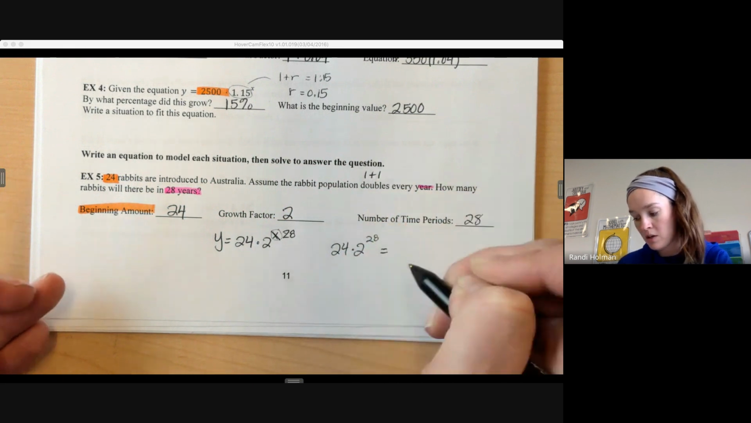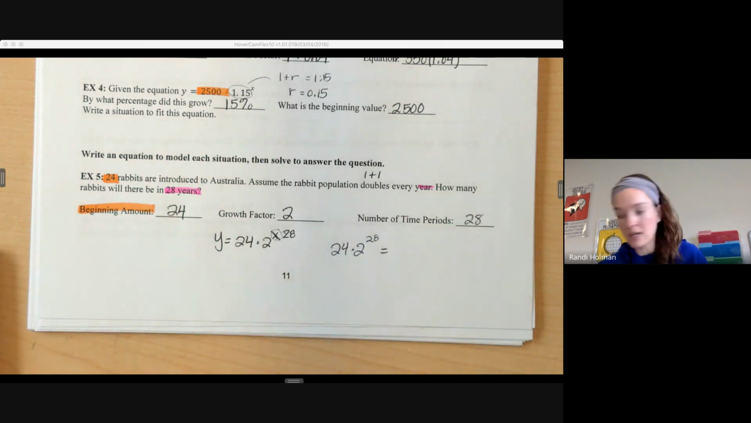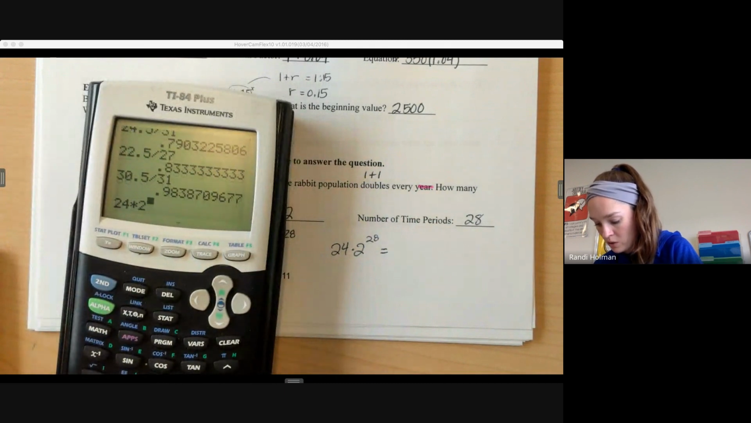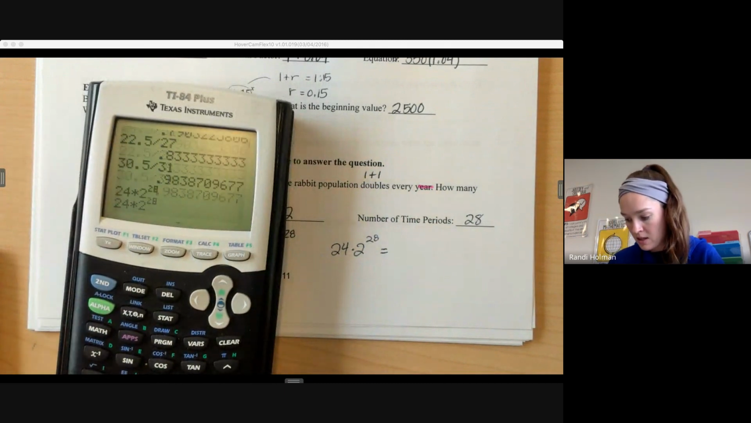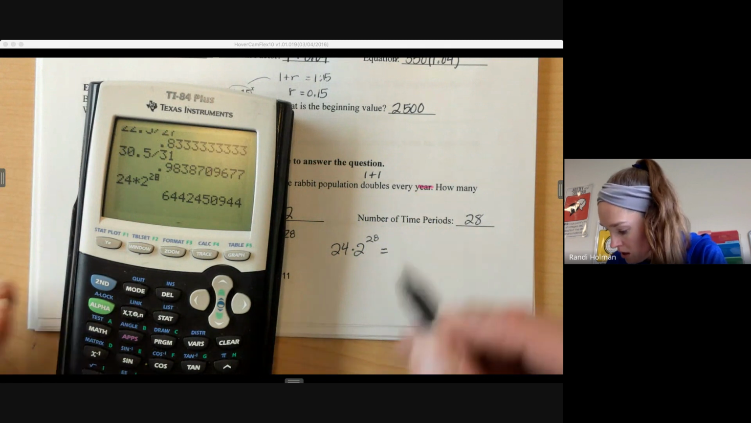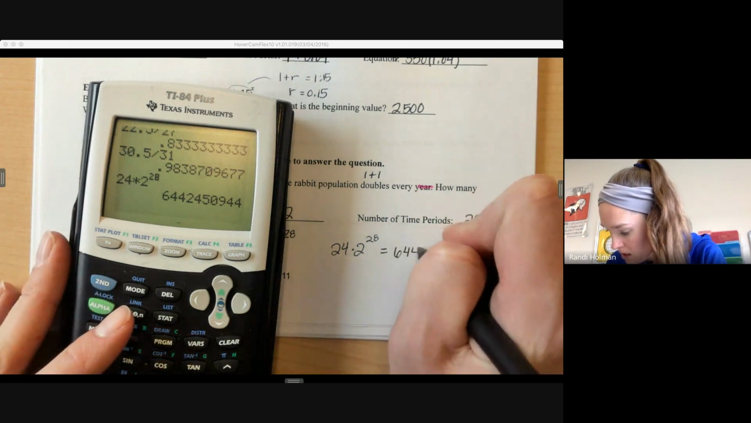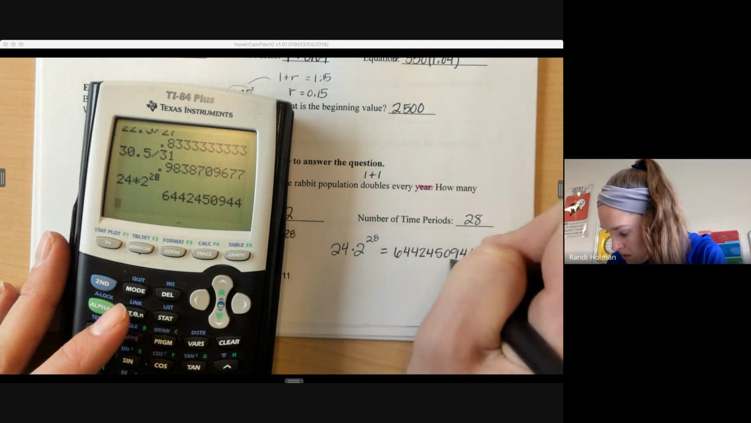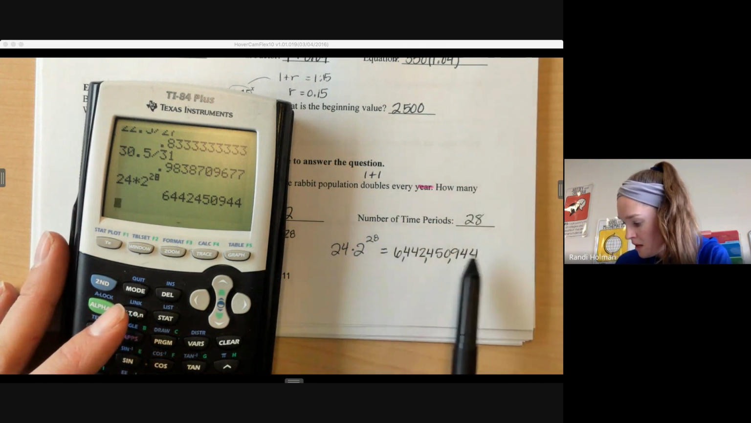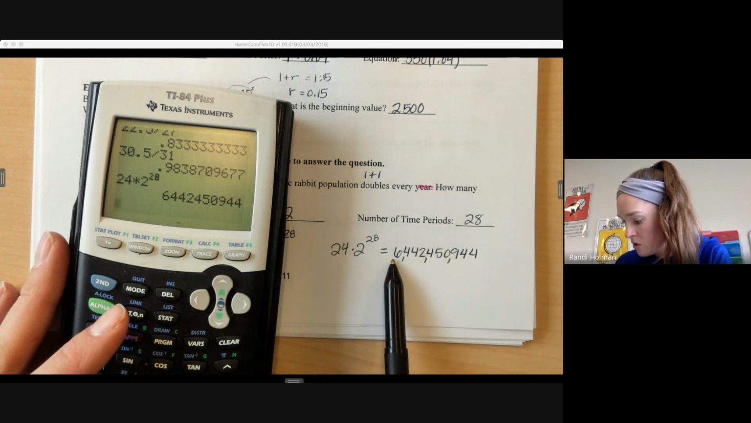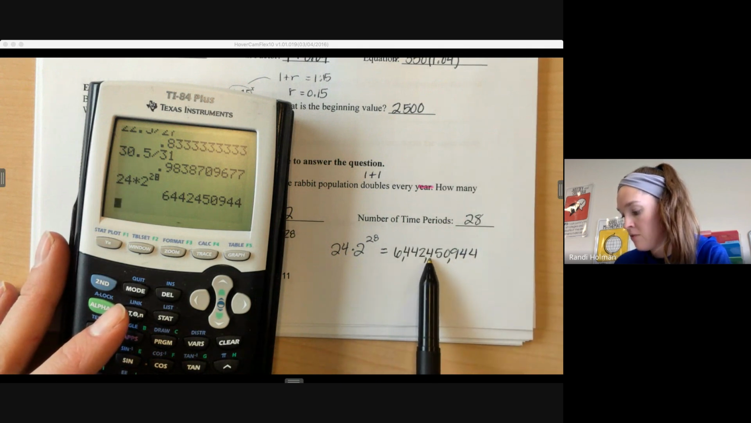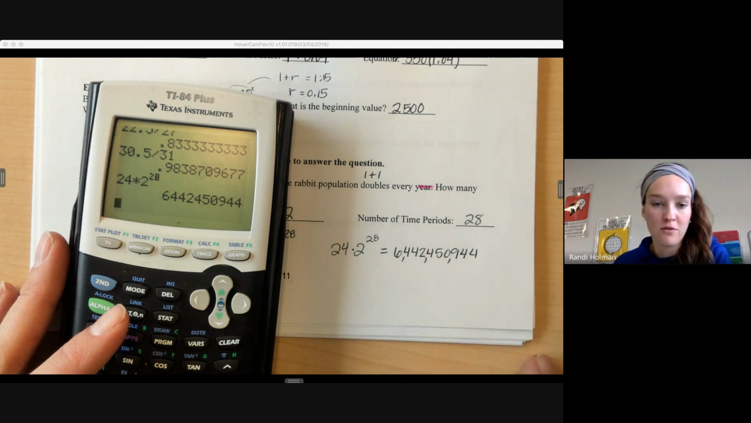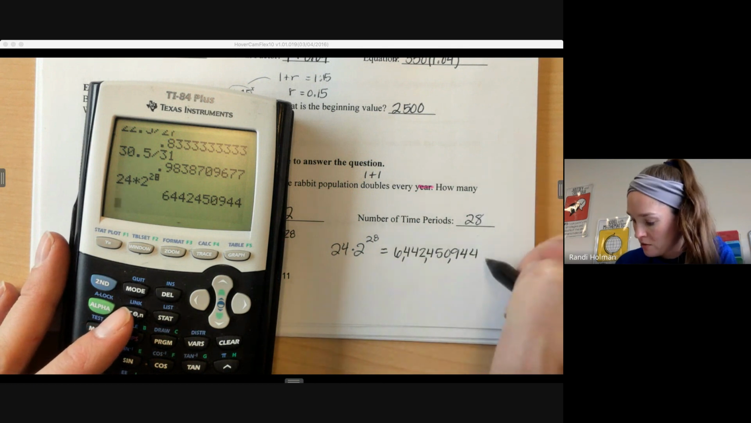This is going to be a big number. 2 to the 28th grows really quickly. So let's see what it is. 24 times 2 to the 28th. We get that giant number. Let me write it down and then we'll make sense of it. Okay, so we have 6,442,450,944 what? Rabbits.